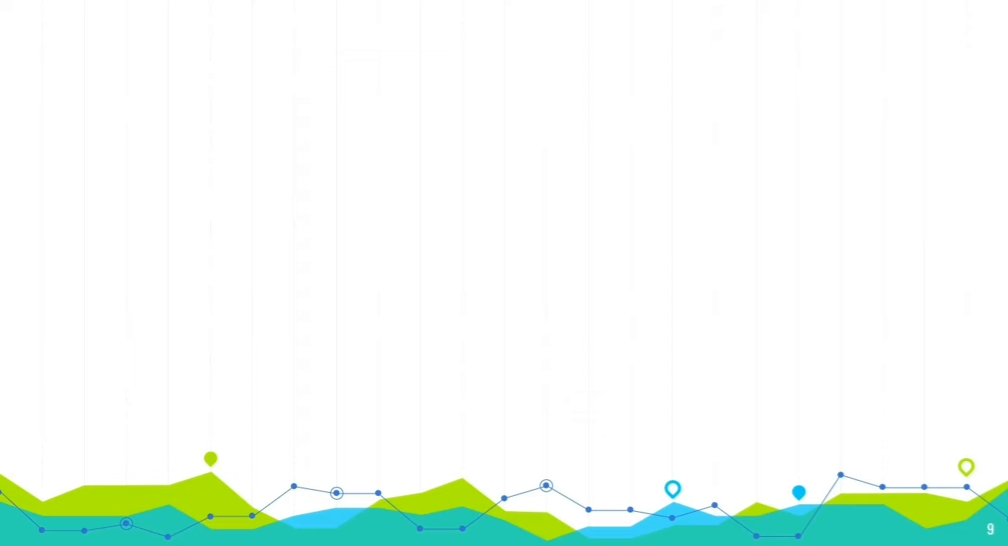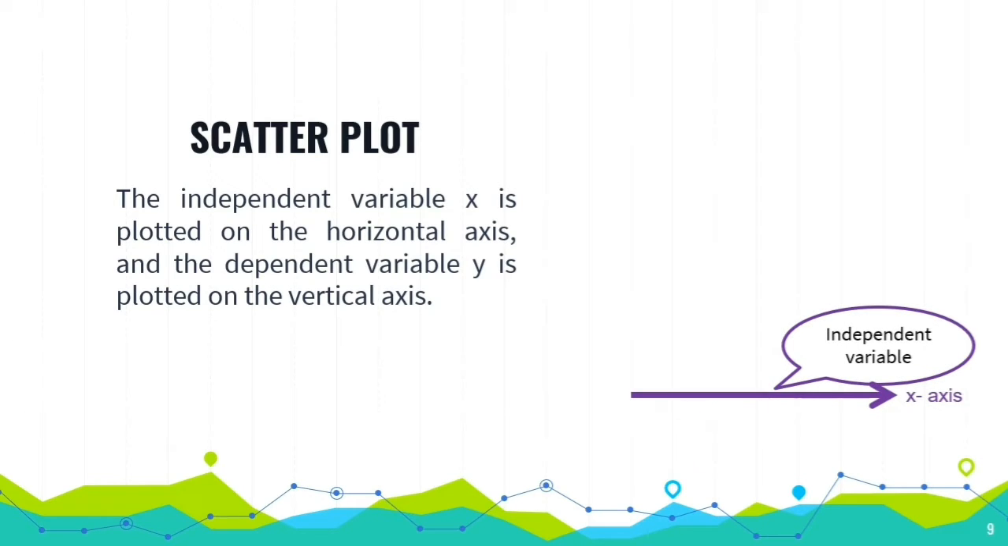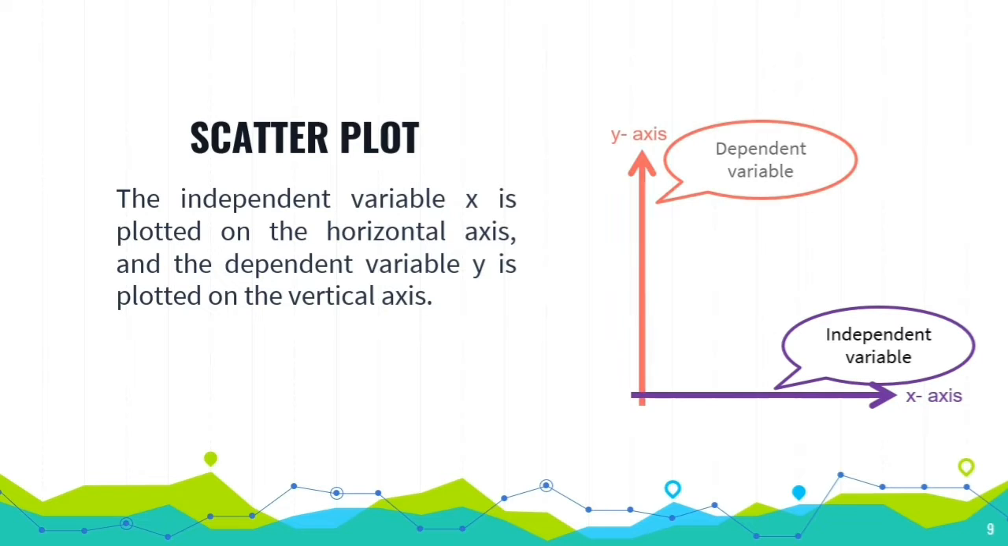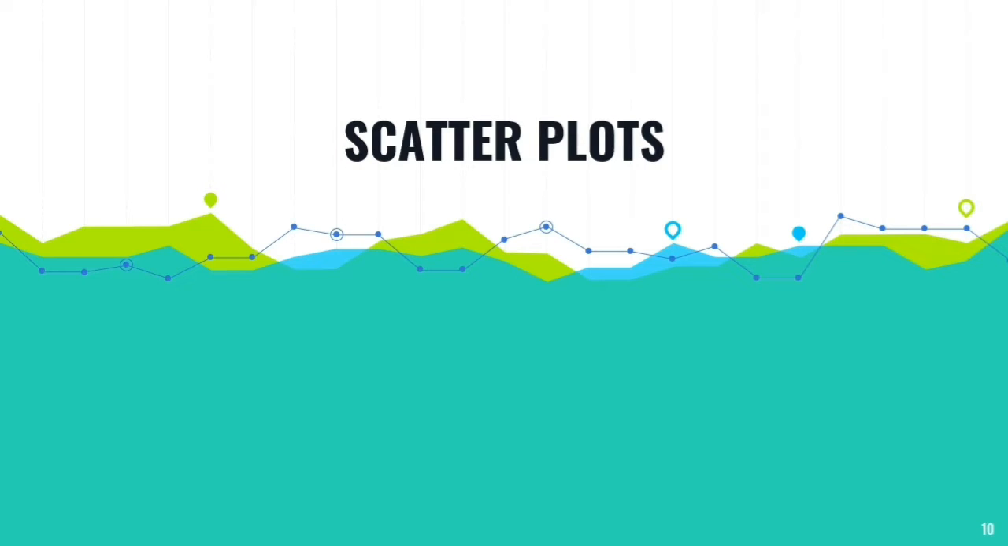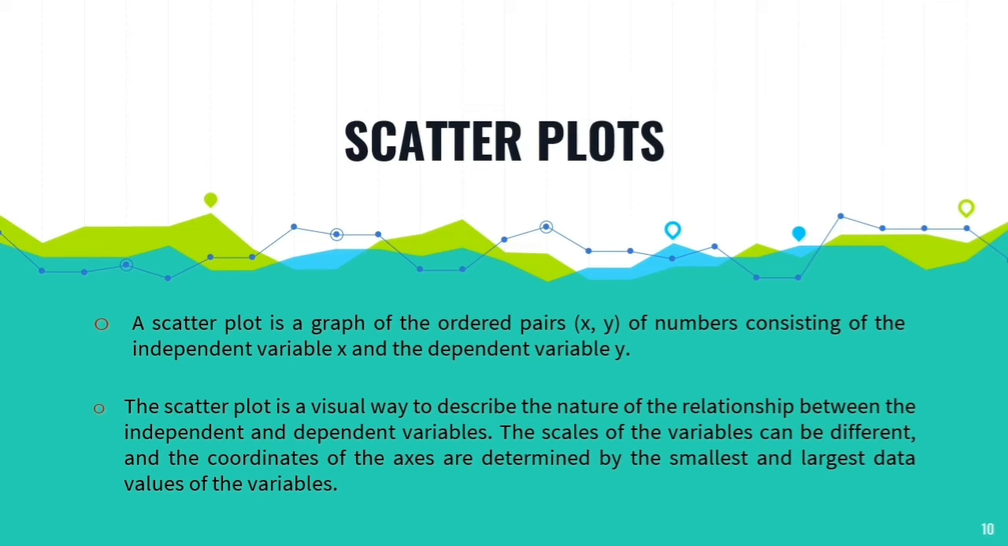The two variables, the independent and dependent variables, can be plotted on a graph called a scatter plot. The independent variable x is plotted on the horizontal axis, and the dependent variable y is plotted on the vertical axis. Again, a scatter plot is a graph of the ordered pairs (x, y) of numbers consisting of the independent variable x and the dependent variable y. This is a visual way to describe the nature of the relationship between the independent and dependent variables.